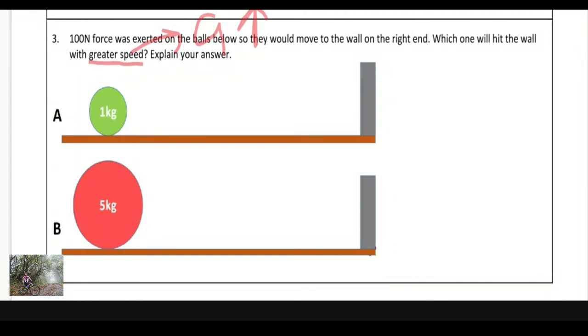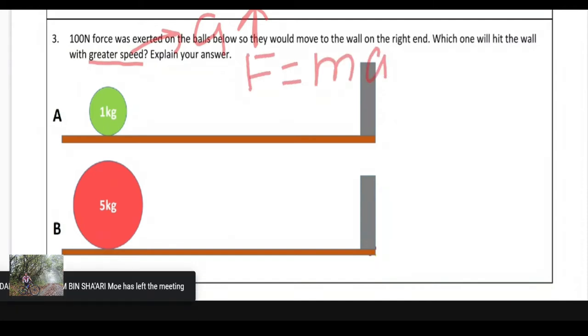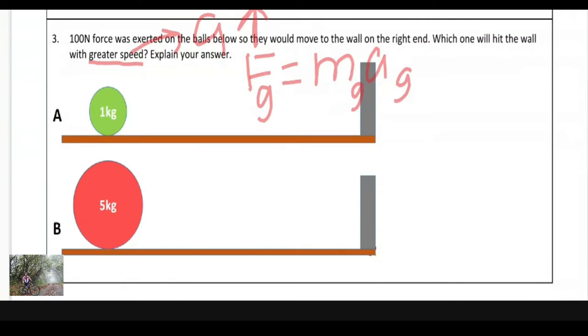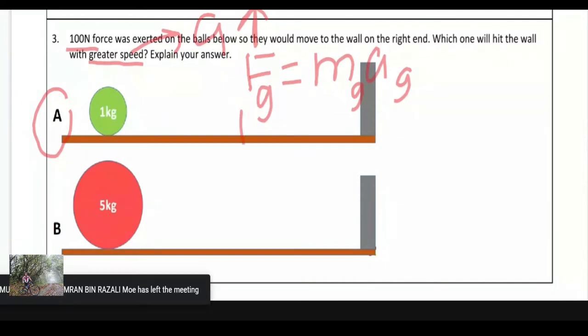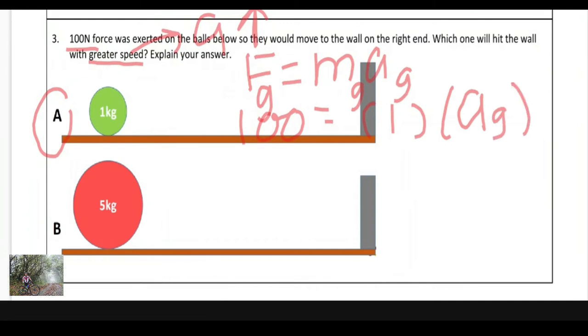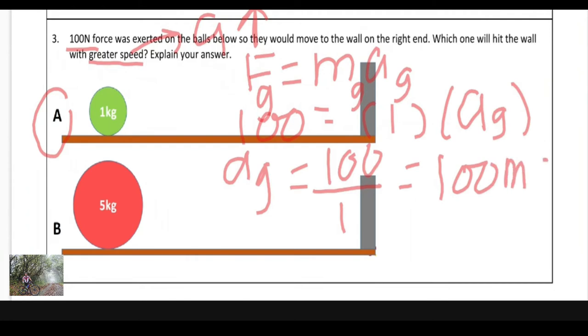Just using the formula, Second Law of Newton. So F equal to MA. So kita ambil warna green. Ini green, ini green, ini green, sebab ini green, ini red color. Now we solve the problem for number A. So F green 100, same. So M green 1 kg. Now we want to find A green. So A green will be 100 over 1. So we get 100 meter per second per second.